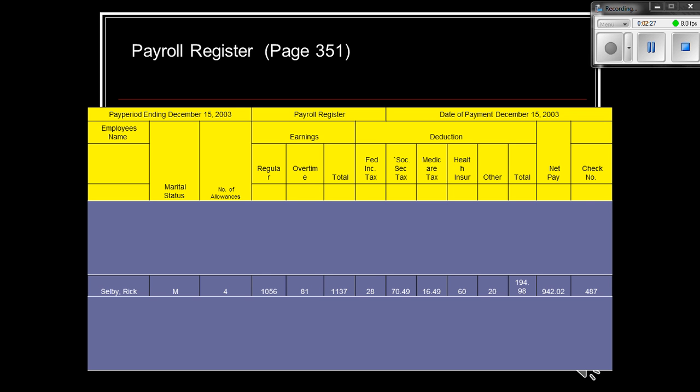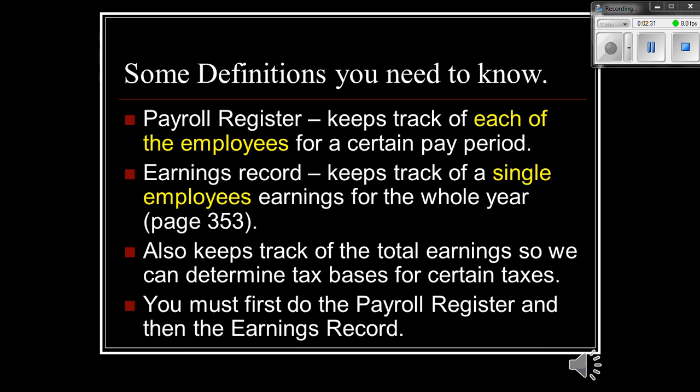Now we do that for every single one of our employees. That is called the payroll register. Again, it keeps track of each employee for a certain pay period. If we want to keep track of each individual employee, then we need to create its own sheet of paper, and that's called an earnings record. You can follow along and listen along with me, or you can turn to page 353 in your textbook, and that gives us an example of what the earnings record is.